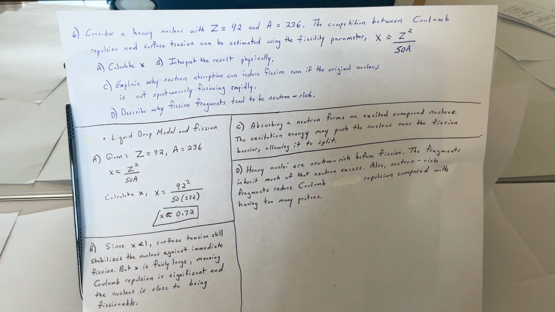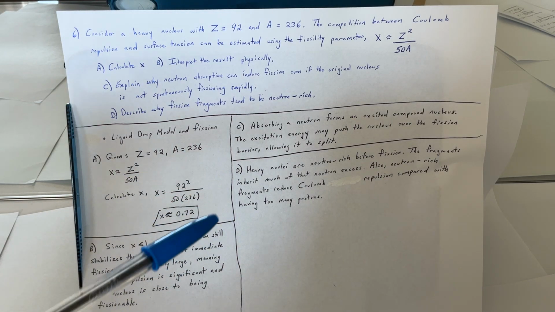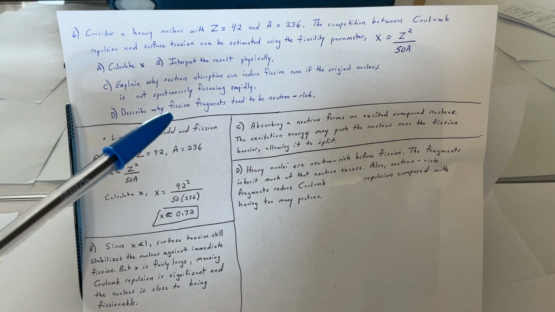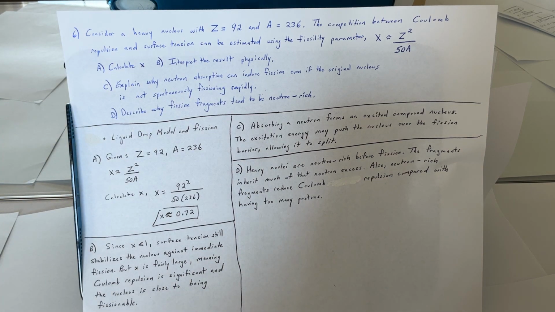Part C, explain why neutron absorption can induce fission even if the original nucleus is not spontaneously fissioning rapidly. So, part C, absorbing a neutron forms an excited compound nucleus. The excitation energy may push the nucleus over the fission barrier, allowing it to split. Part D, describe why fission fragments tend to be neutron rich.